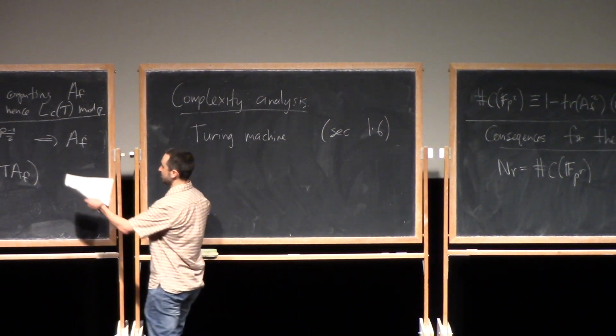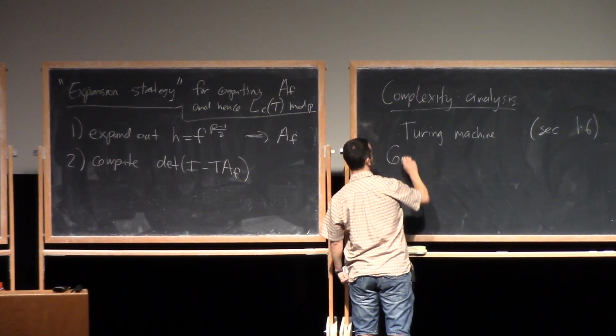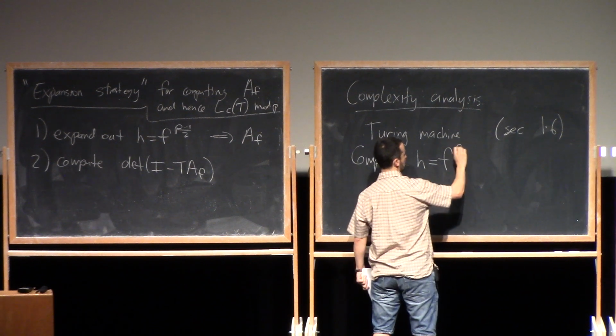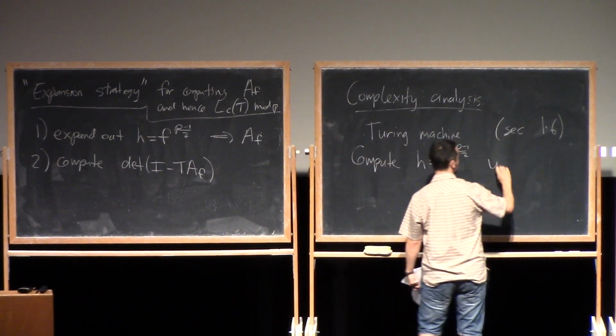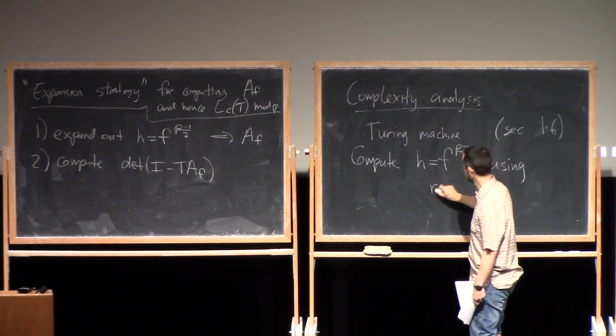Okay, so let's look at how to compute this power. We're going to compute h, f to the (p minus 1) over 2, using a method called repeated squaring.